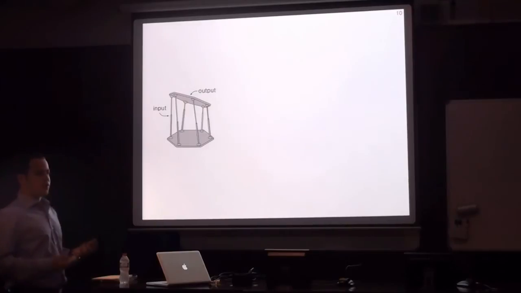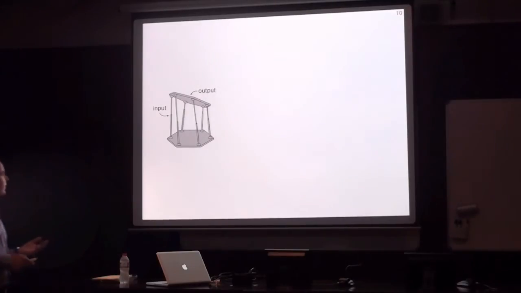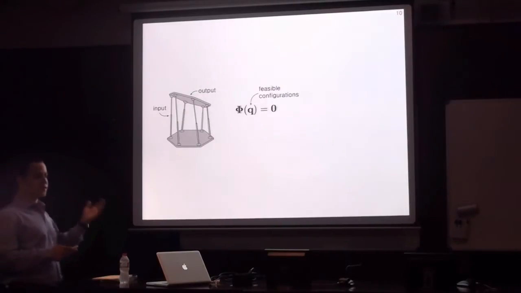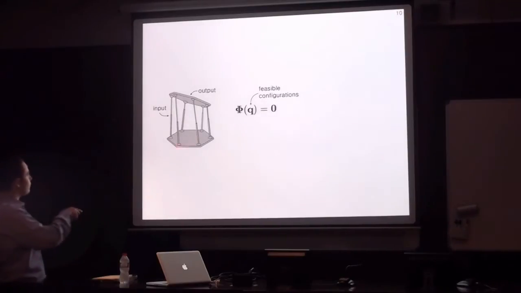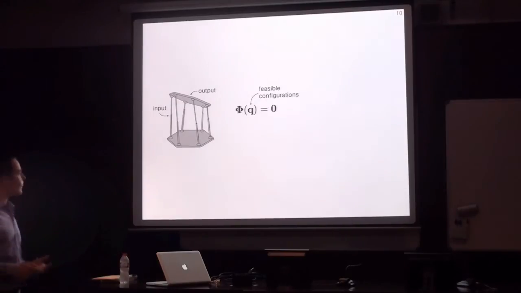All the possible configurations of a manipulator can be characterized by a system of equations that expresses the assembly constraints between the various bodies of a manipulator. And the set of all these feasible configurations is known as the configuration space of the manipulator.